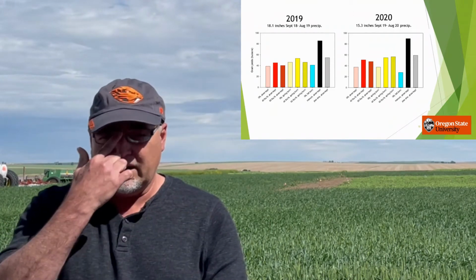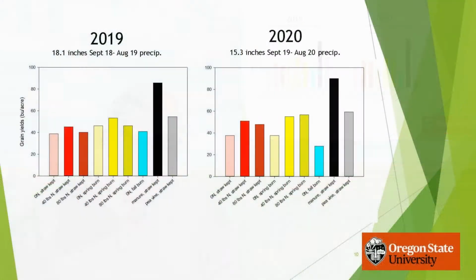So in this slide, we're showing the grain yields for the 9 different treatments in these long-term plots. And the first thing that stands out is that the manure treatment did so much better than the rest of the treatments in terms of grain yields, both in 2019, which had a little bit above average precip, and 2020, which had a little bit below average precip.